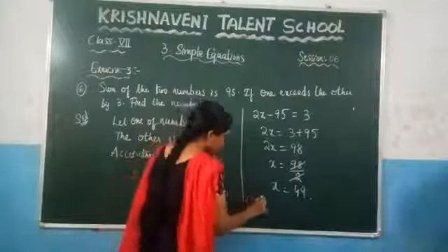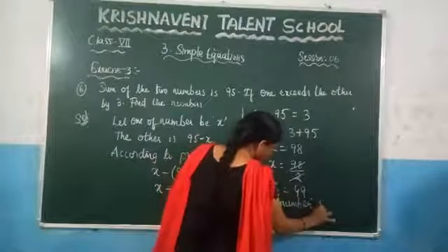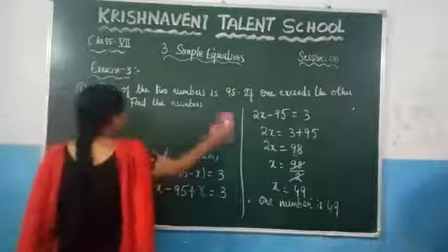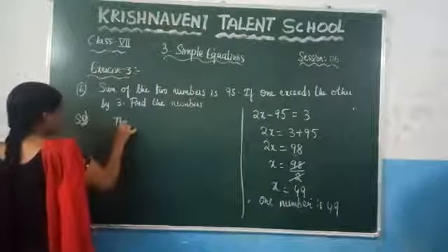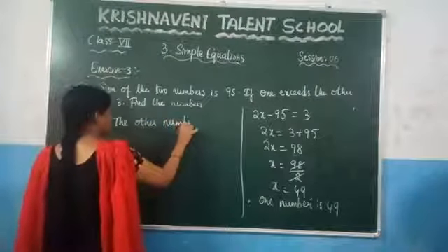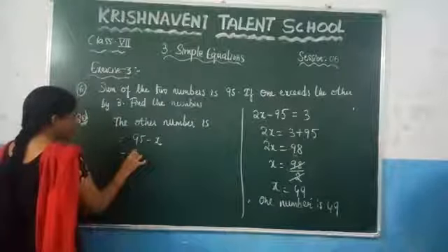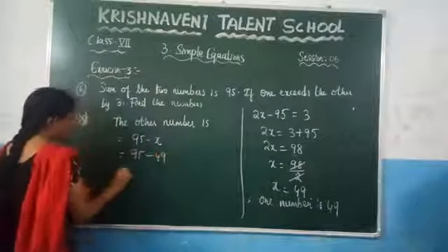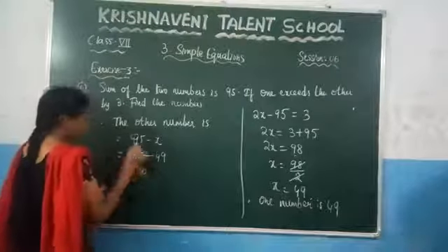Therefore, one number is 49. Right? Now you need to find the other number. So write it here. Therefore, the other number is 95 minus x. What is the value of x? We got it here, 49. Now subtract it. What is the value of 95 minus 49? Which gives you 46, right?